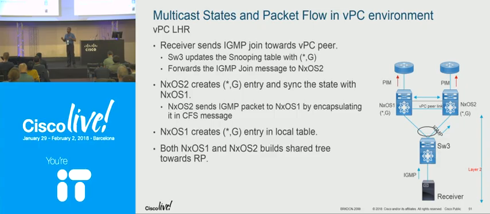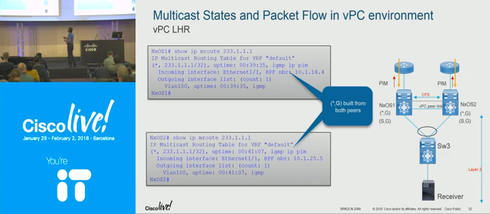And then, like I said, they both will be building the PIM shared tree towards the rendezvous point. So this is an output. So show IP mroute, 233 or whatever group. As you can see, we created Star G state entries, and both switch 1 and switch 2 will have the outgoing interface list populated from wherever we receive the IGMP join.